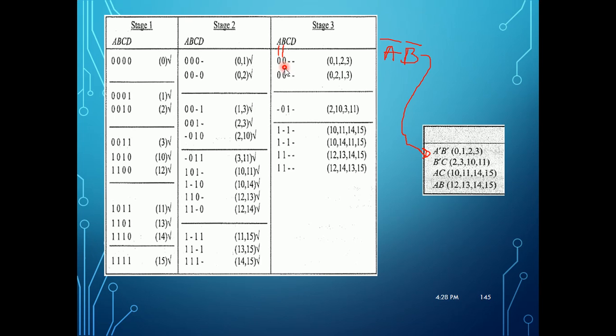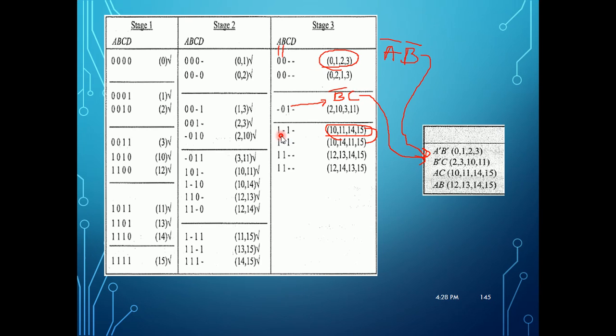Okay, similarly, the next term, that is 2, 10, 3, 11. What can you write for this? That is B bar C, as A and D have dash values. So that is B bar C. Okay. And the next term, 10, 11, 14, 15, is same as writing 10, 11, 15, 14. Okay, so take only one single term, that is 10, 11, 14, 15. Here also we have taken a single term. Okay, now B bar C is written here.